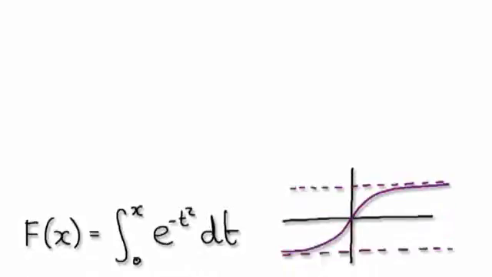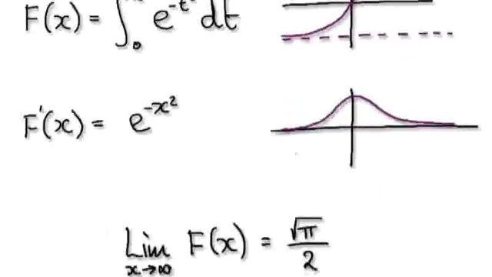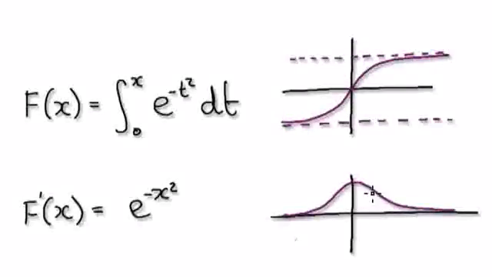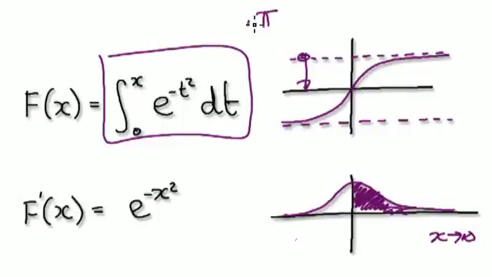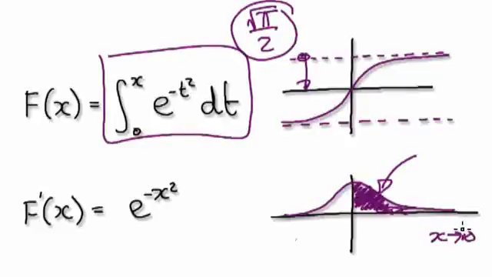So following on from some of the earlier videos, we got to this stage here where we wanted to, in a way, manufacture a function such that this area here is equal to 1 as x tends to infinity. Well, at the moment, this function here gives us an area of root pi over 2 as x tends to infinity.